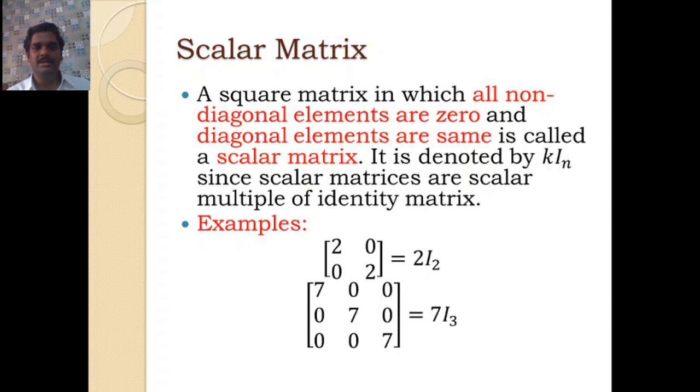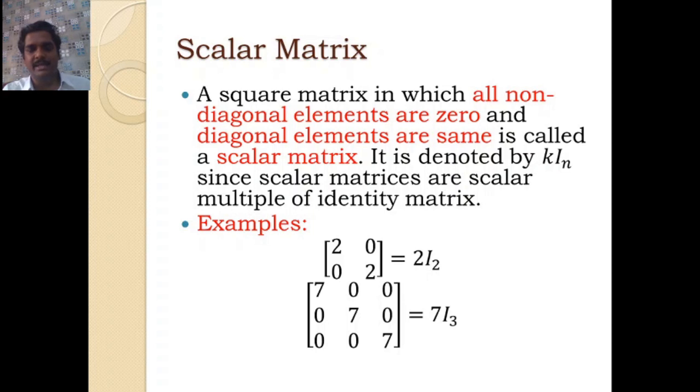Diagonal should consist of the same number. It is denoted by k into In. This is a special notation used for a scalar matrix, k into In, where k is any scalar which is present on the diagonal, and In is your identity matrix of order n. And how do we get this notation? Because your scalar matrix is nothing but a scalar multiplication of an identity matrix.